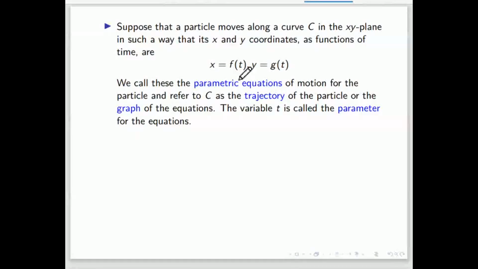Definitely these are functions of time. The position of the particle is changing, and the equations x equal to f(t) and y equal to g(t) are called the parametric equations of the motion of the particle. And this curve C, the path you trace by changing this location as you move, is called the trajectory of the particle, or the graph of these equations. And this variable t is called the parameter of the equation. Any curve you can represent in parametric form.